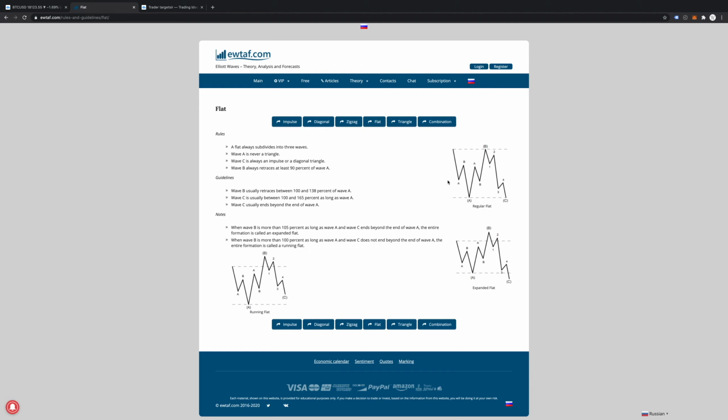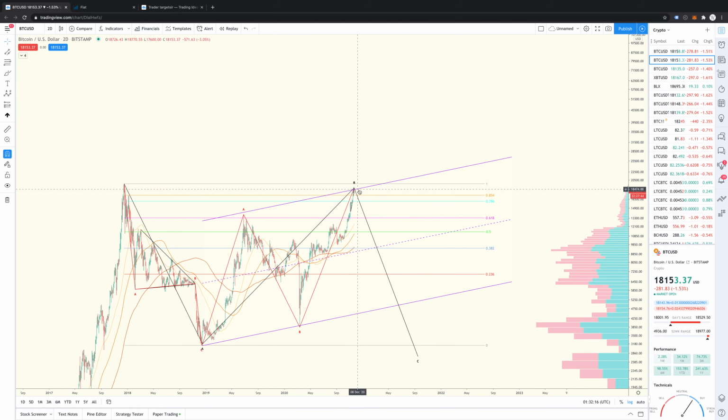And we can see that there are two types. There's regular flats, and there's also expanded flats. In a regular flat, wave B doesn't go beyond the start of wave A, but in an expanded flat, wave B can go above the start of wave A. So in this case, we don't really know where wave B is going to end yet. We're looking for this turn. Wave B could go beyond the highs in 2017 and then reverse. But based on this channel here, now would be a good point for B to reverse.